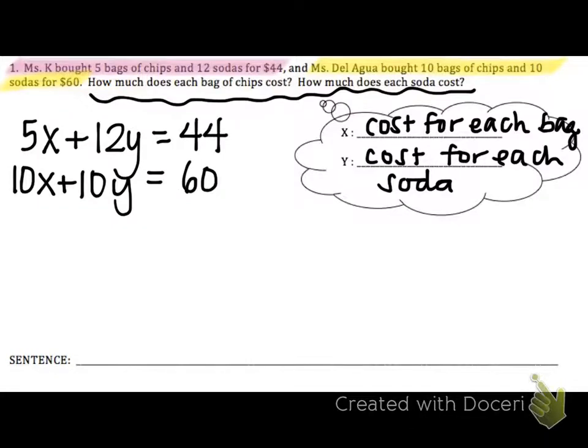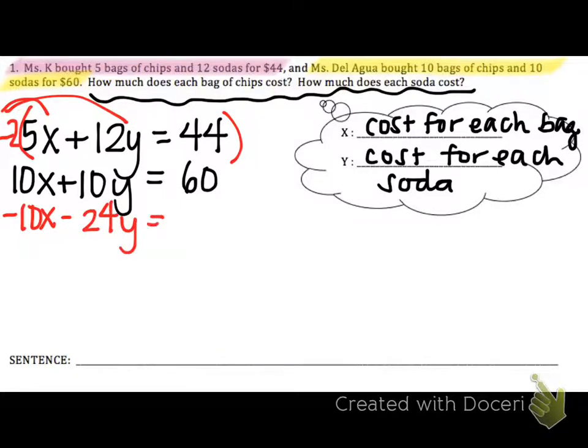Now, taking a look at the system, my x's are not going to cancel, and my y's are not going to cancel, so I'm going to have to remix one of them. I'm going to remix the top one by -2. Why did I pick -2? Well, when I distribute it, I make a -10x, which is going to cancel out my positive 10x. I get -24y equals negative, don't forget to remix that side, 88.